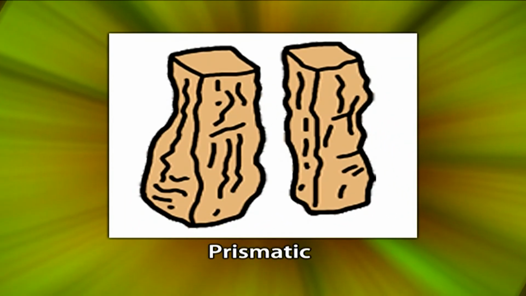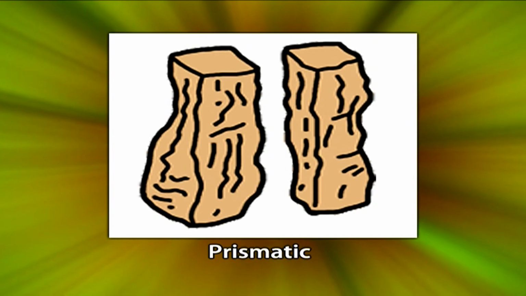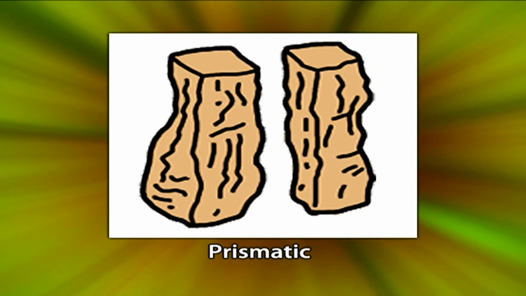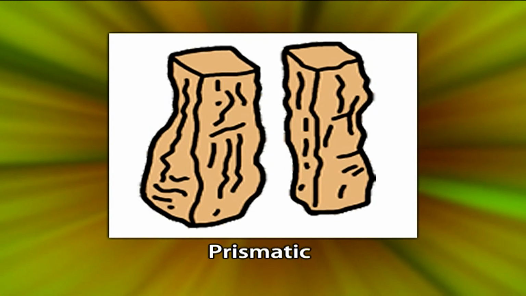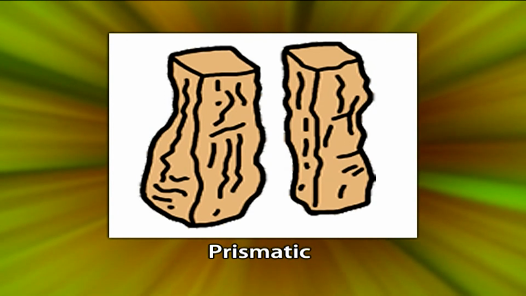In the fourth type, that is the prismatic structure, the units are vertically longer with flat or rounded vertical faces. The vertices of the units may be angular or sub-rounded. The tops of the prismatic units are a bit indistinct and normally flat.